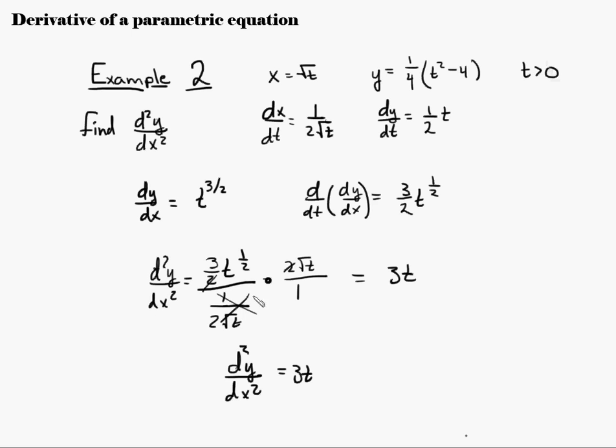So then once I did that, I simplified them, and here is the answer.